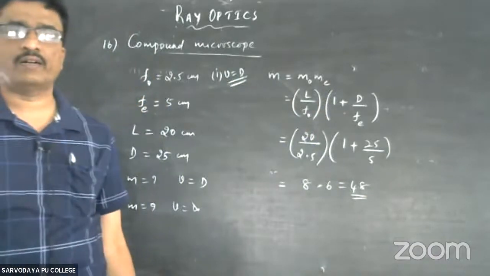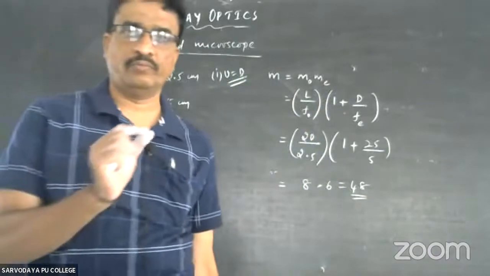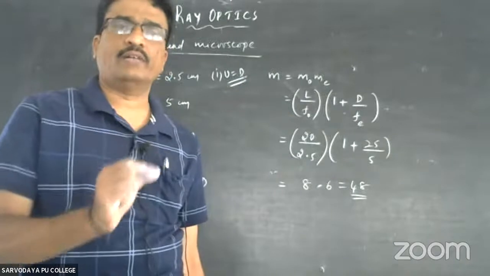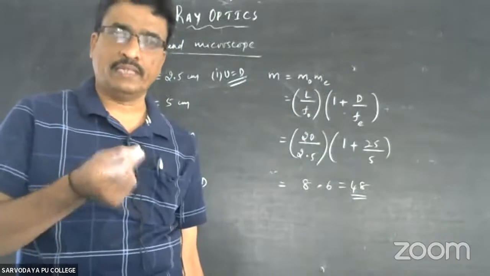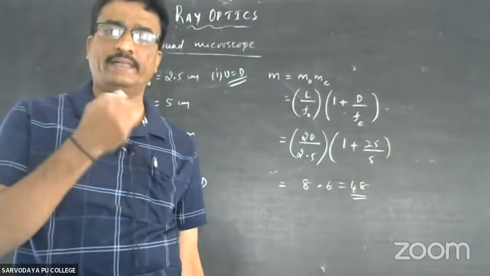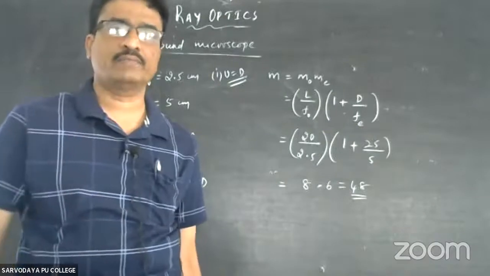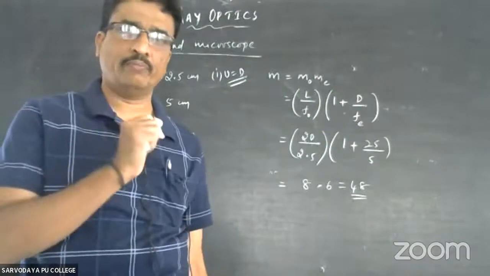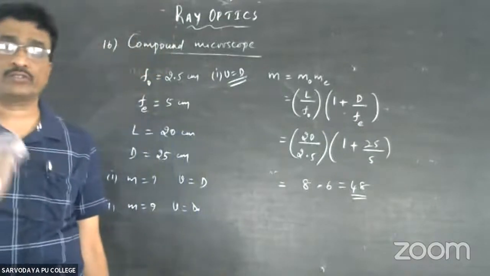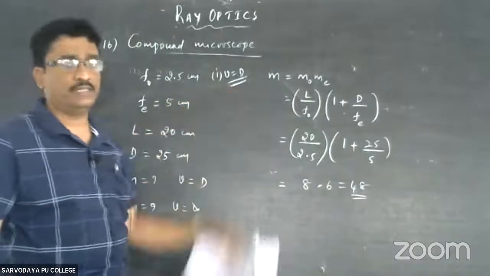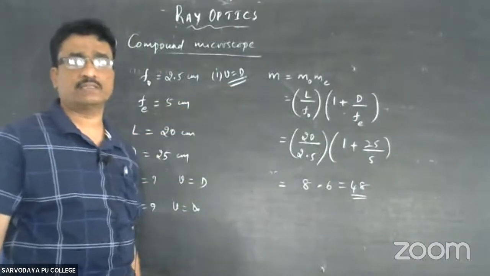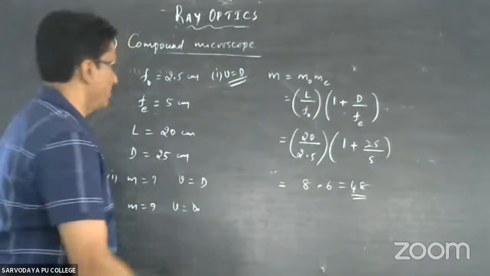That means whatever object we place in front of the compound microscope, the image size will be 48 times the size of the object. That is the magnifying power of the compound microscope for this position, that is, when the final image is at the least distance of distinct vision.